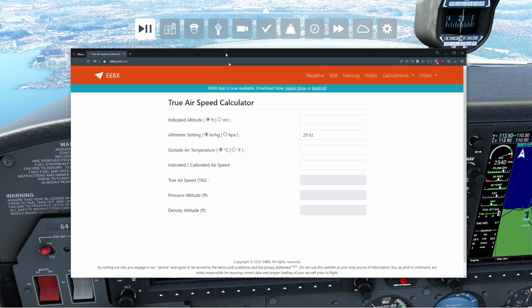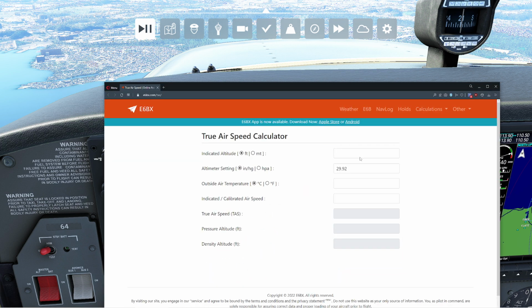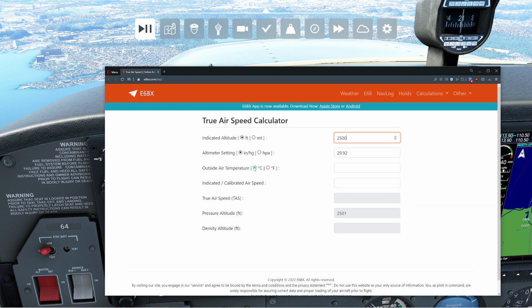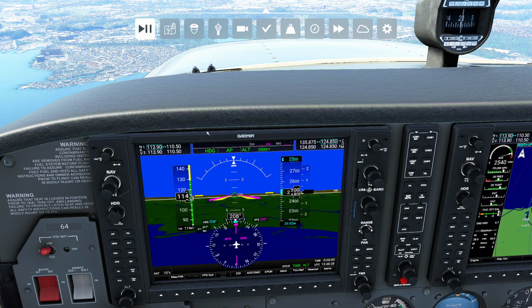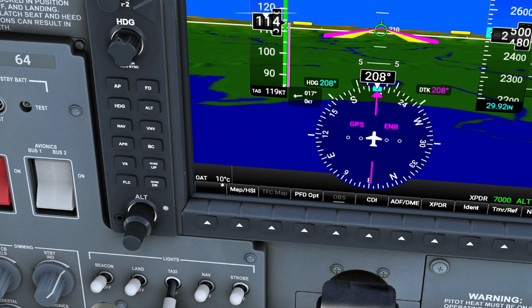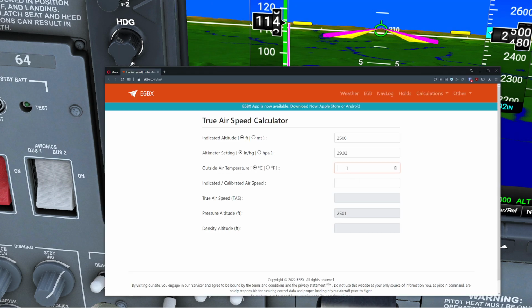I know my indicated altitude right now is 2,500 feet. This website, by the way, is e6bx.com. My altimeter setting right now is 29.92, which it is, so we're going to leave that alone. Outside temperature, make sure you get it in C or in F. If you get this wrong, you're busted. My outside air temperature is 10 degrees on the C scale. So I'm going to go up here and type in 10 degrees. Remember, it's on the C scale.